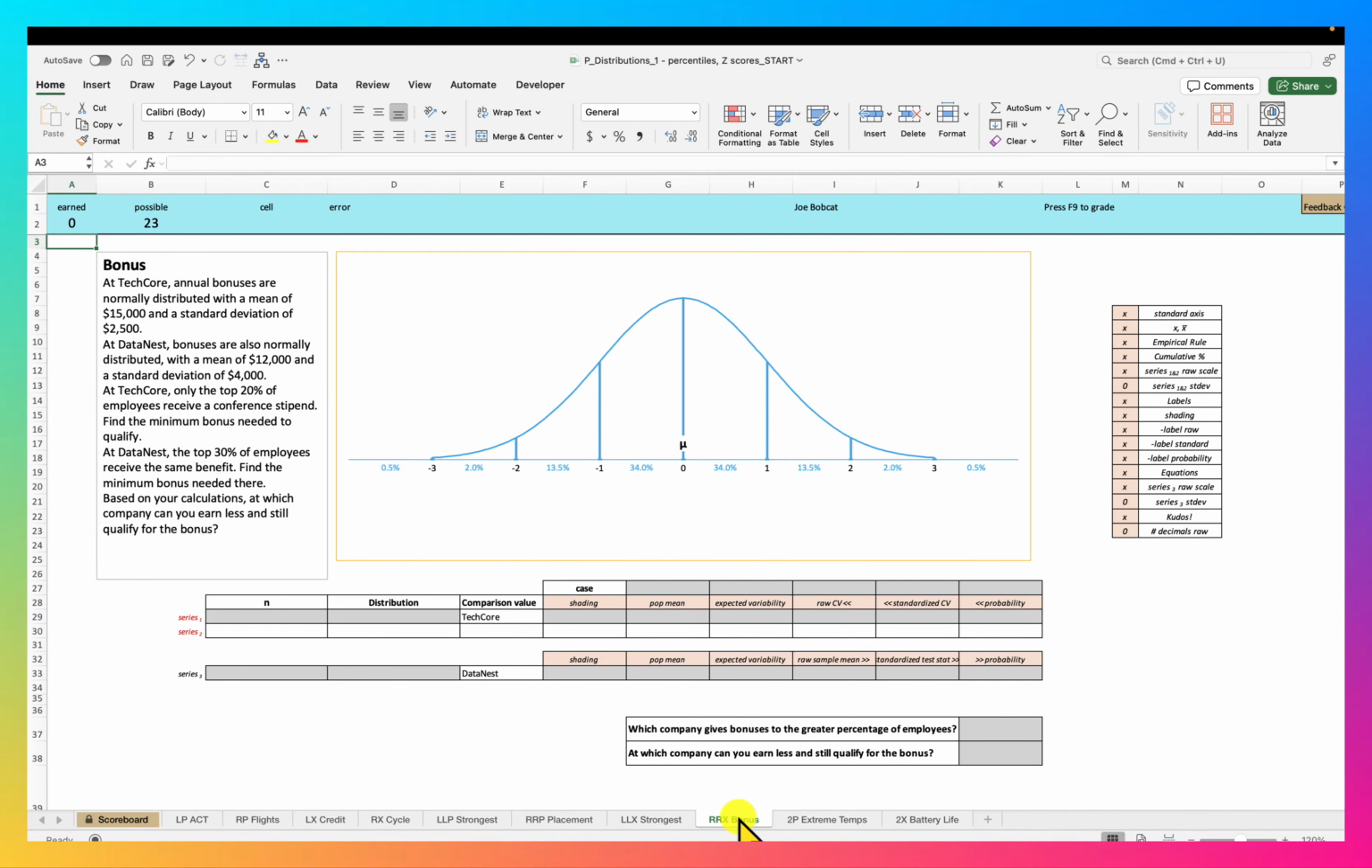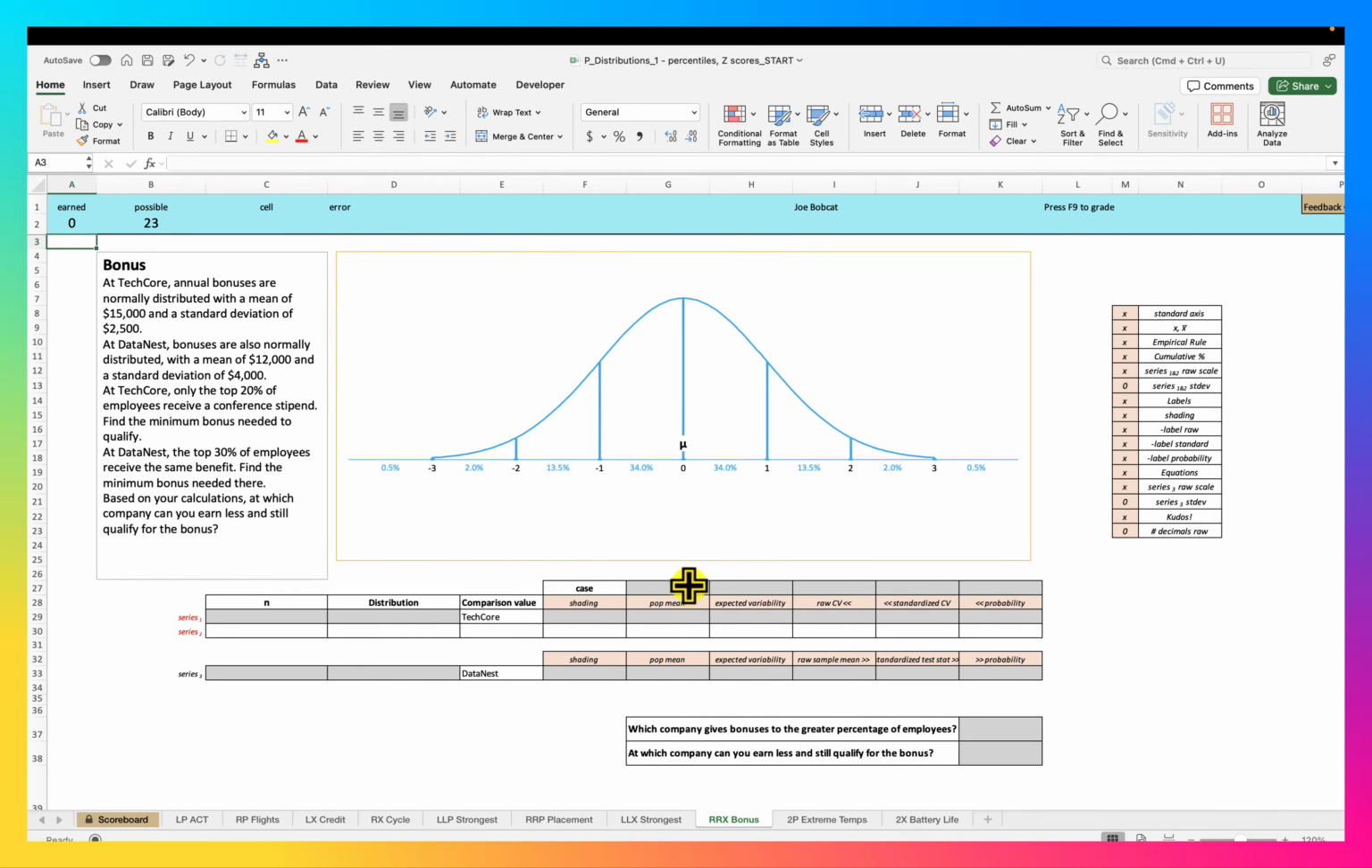All right, next one. At TechCore, annual bonuses are normally distributed with a mean of 15,000 and a standard deviation of 2,500. At DataNest, bonuses are also normally distributed with a mean of 12,000 and a standard deviation of 4,000. At TechCore, only the top 20% of employees receive a conference stipend. Find the minimum bonus needed to qualify. At DataNest, the top 30% of employees receive the same benefit, the conference stipend. Find the minimum bonus needed there. Based on your calculations, at which company can you earn less and still qualify for the bonus?